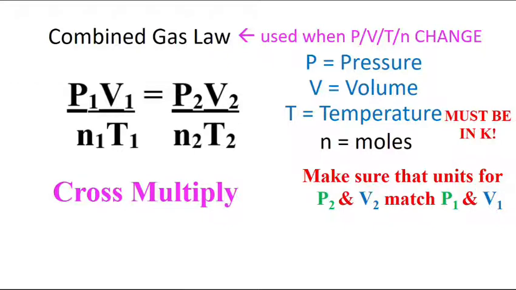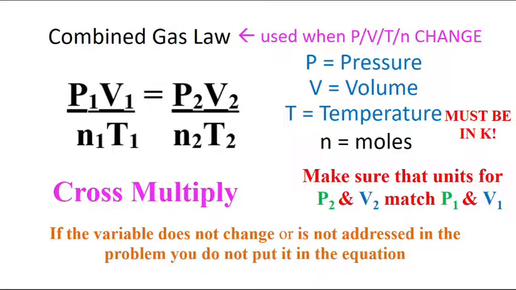Now, the best thing about this big crazy equation is that it doesn't have to stay big and crazy. If a variable doesn't change, this is those last 2 bullets, it's already written for you, I just kind of put them together. If a variable does not change, so the problem says the temperature does not change, or the temperature is held constant, or if that variable is just not addressed in the problem, not mentioned in the problem at all, then we don't put it in the equation.